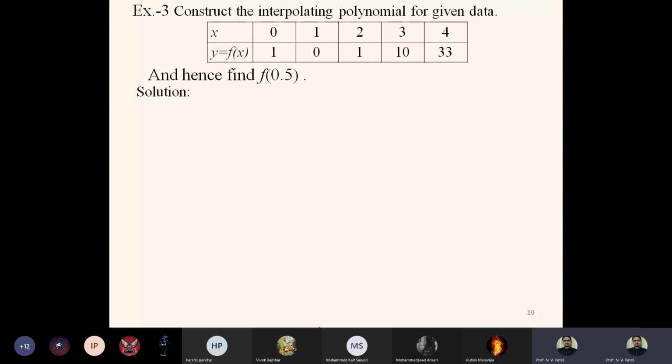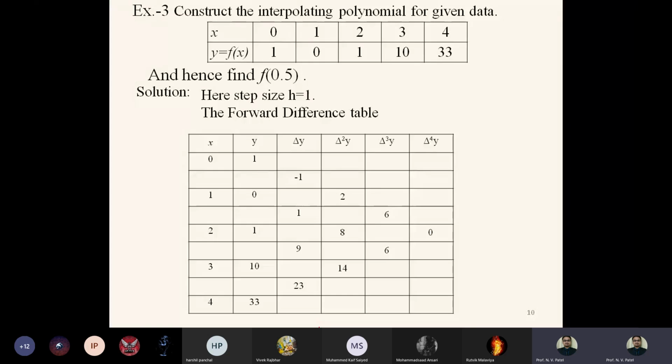The procedure is the same as before. First, identify your step size. Step size h is 1. And draw the forward difference table, that is lower value minus upper value. So for calculating delta y: 0 minus 1 is minus 1, 1 minus 0 is 1, 10 minus 1 is 9, 31 minus 10 is 21. So that is your delta y value.